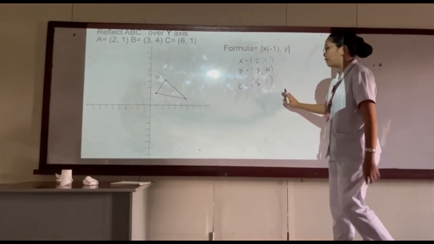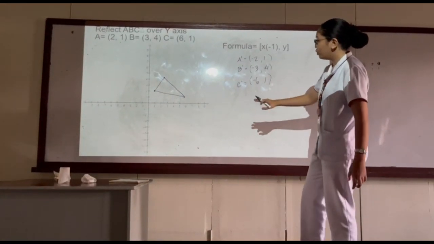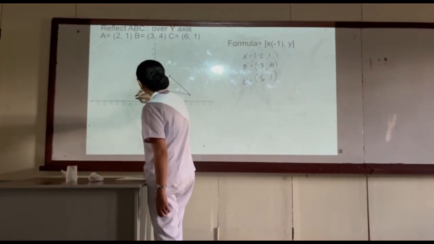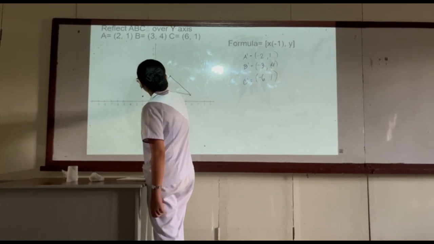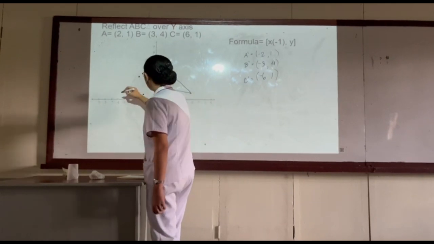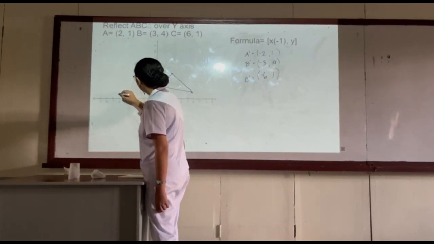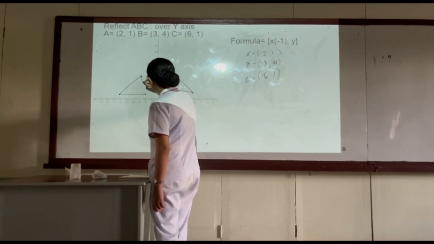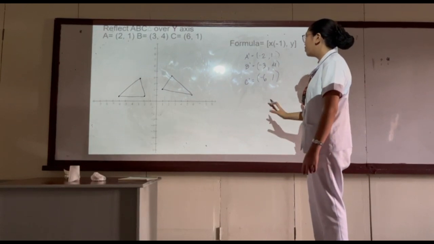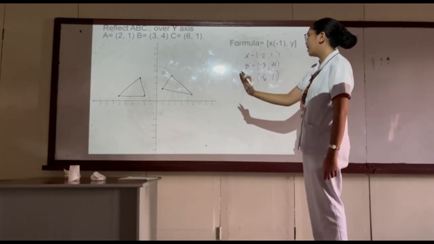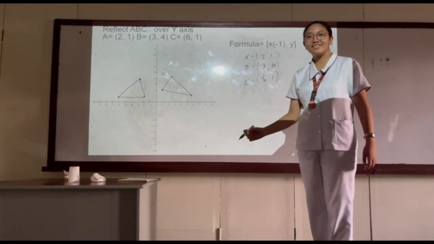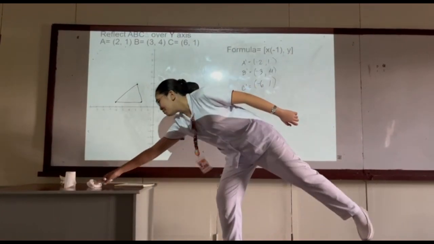Let's go and reflect them. Negative 2 and 1, negative 3 and 4, and negative 6 and 1. As you can see, we were able to reflect the object on the other side. That's it for this example.